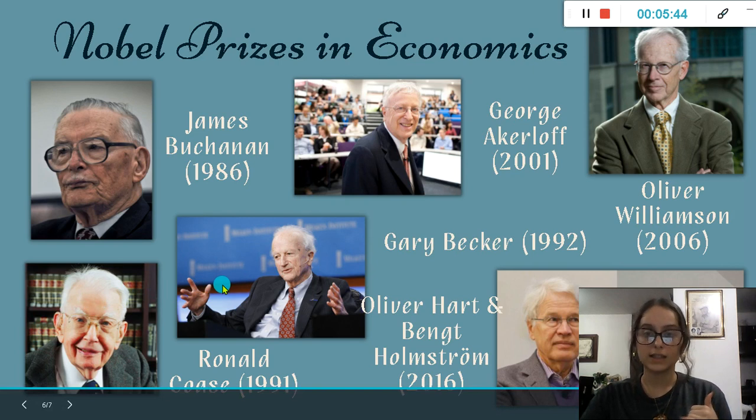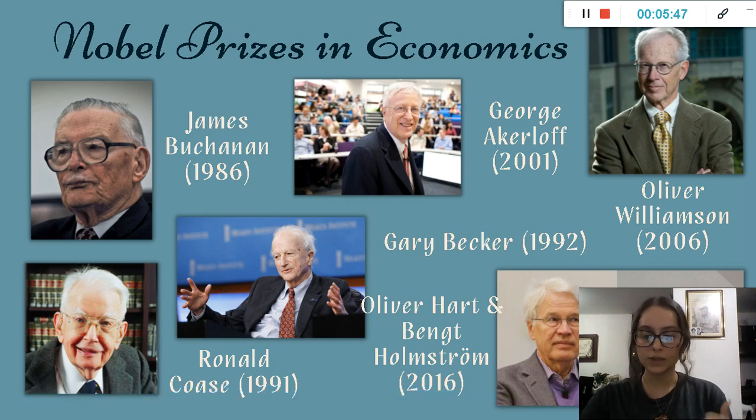The third one is Gary Becker. He talked about the economic approach to non-market studies such as family, racial discrimination, love, and sex. The fourth one is George Akerlof in 2001. He talked about information asymmetries. Sorry, this one is Oliver Williamson in 2006. He talked about the economic theory of transaction costs.